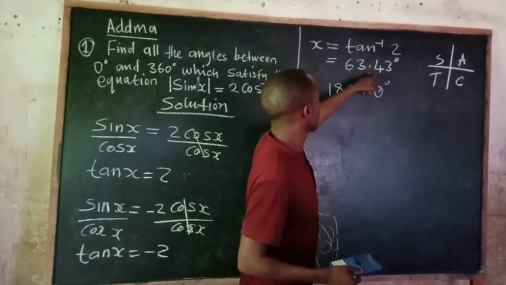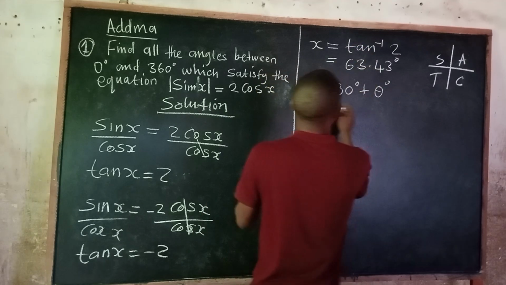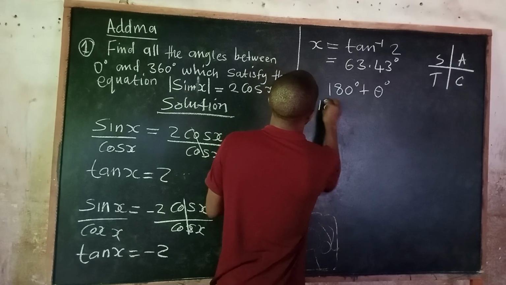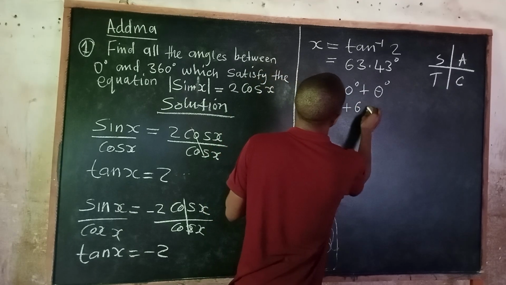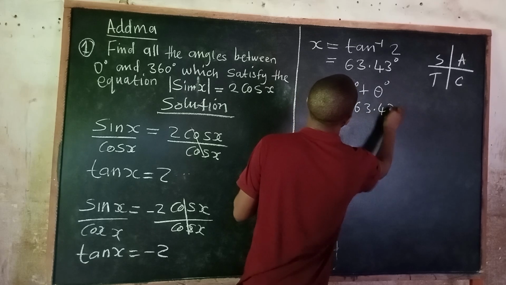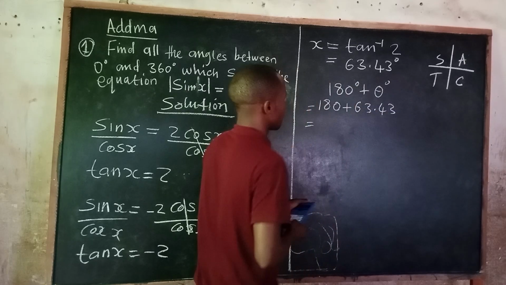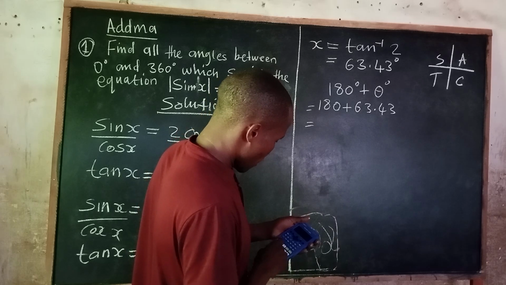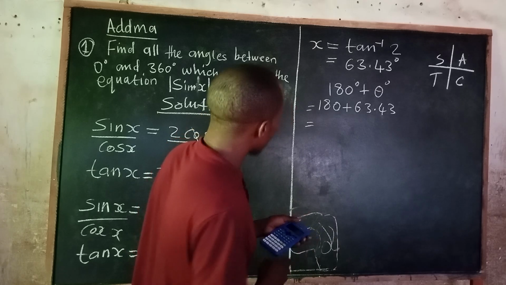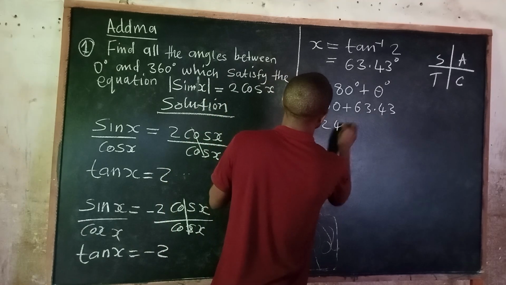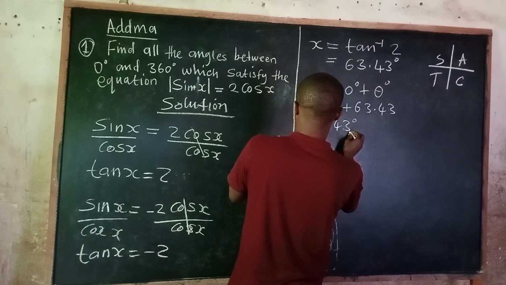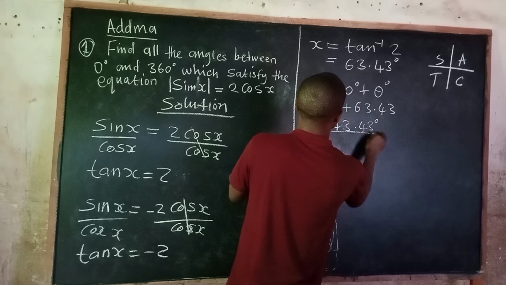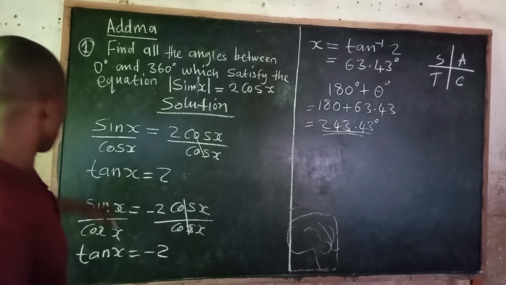So 63.43 degrees is the one that is going to substitute the theta. So here it is going to be 180 plus 63.43. What is the answer? When we add this one plus 180, we are going to have 243.43 degrees. Okay. So far so good.